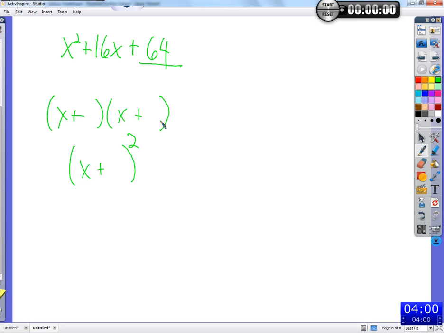Just kind of like when we define the square root of a number, it's a number that multiplied by itself makes that number, right? So two identical numbers that add to 16, well that's 8 and 8. And then when we go backwards and multiply it all out, we know that 8 times 8 would give us the 16.